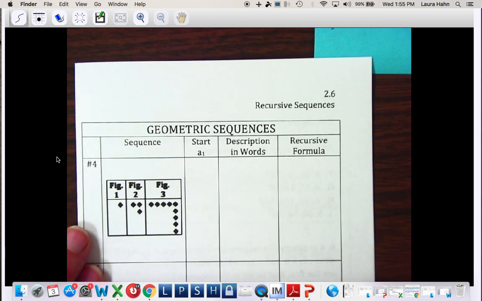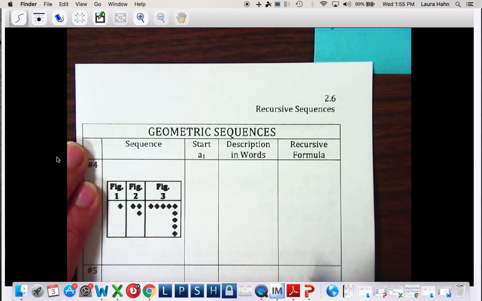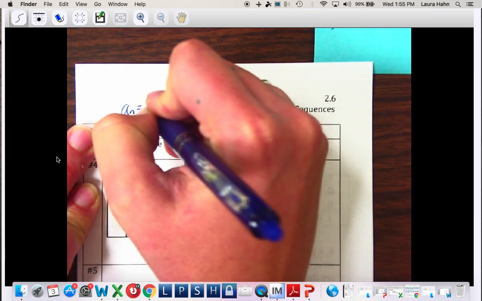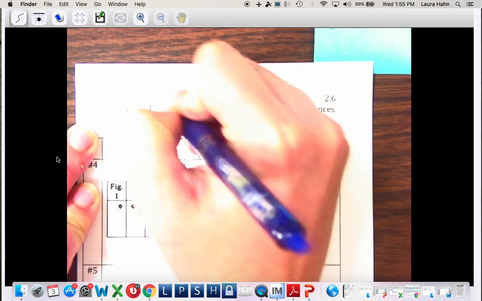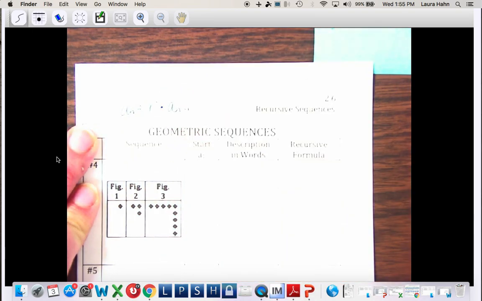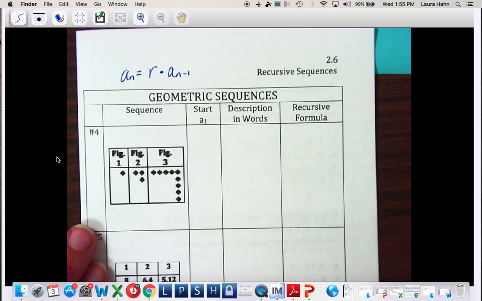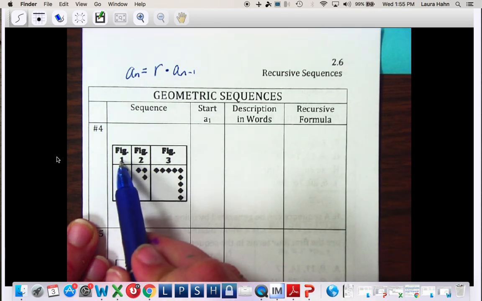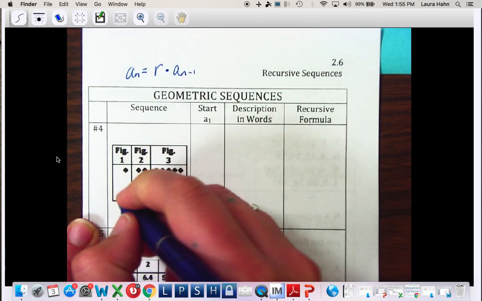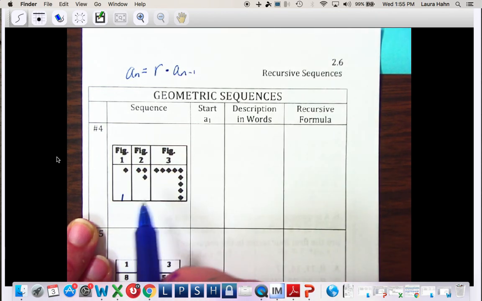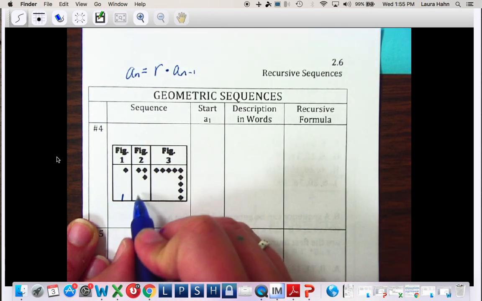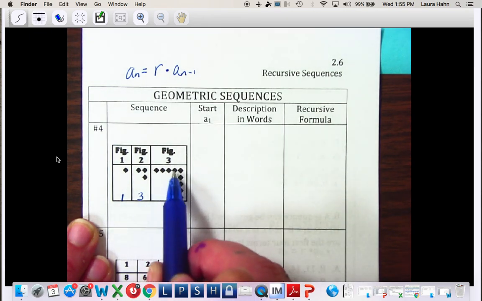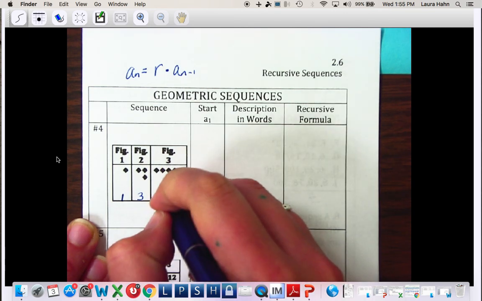Alright, geometric. So let's go ahead and write the formula at the top so we don't have to flip back. That was a sub n, any term, the nth term, the common ratio, times the previous term. Okay, so instead of giving you numbers, they can give you a figure instead. Well, I know on my first figure we have 1 diamond, so I'm going to put a 1 right here. On my second figure we have 3 diamonds, so I'm going to put a 3. On my third figure we have 1, 2, 3, 4, 5, 6, 7, 8, 9.